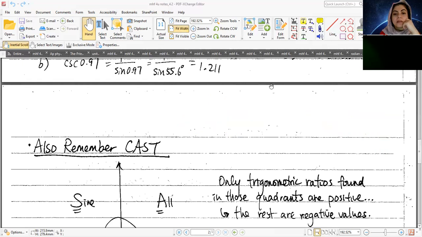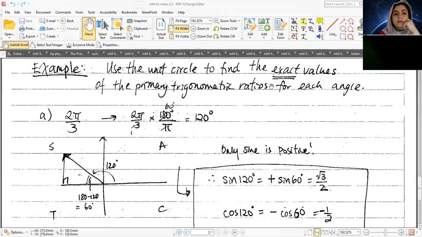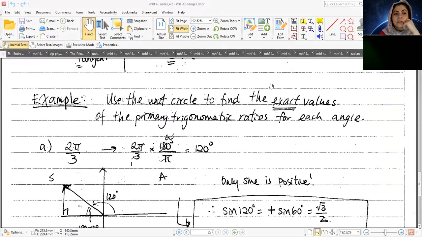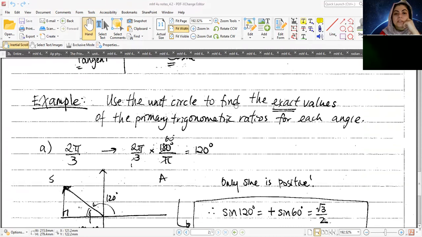Okay, I'm going to erase that. Now here, we're doing two questions. Using the unit circle to find the exact value of the primary trig ratios for this angle. When it says primary trig ratios, it means sine, cosine, and tan. They are the primary trig ratios. Now 2 pi over 3, the first thing you do is convert 2 pi over 3 to degrees. So you multiply it by 180 over pi, you get 120.